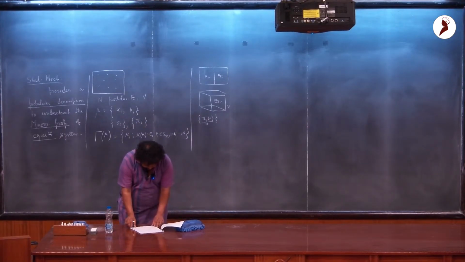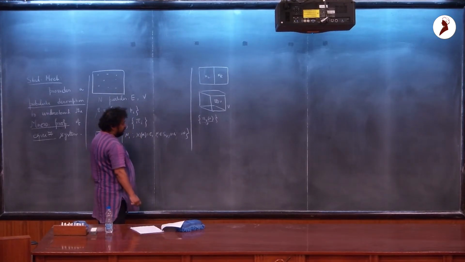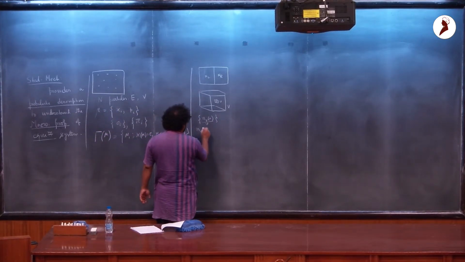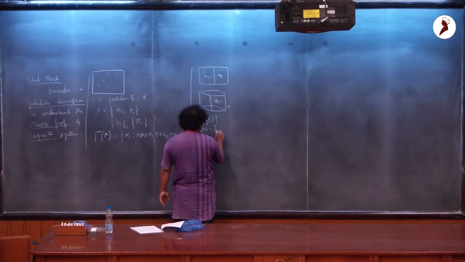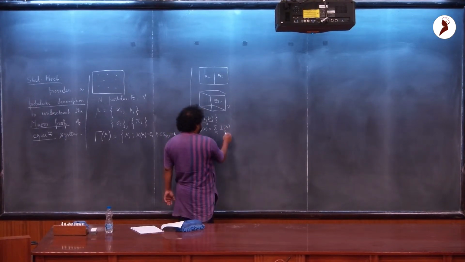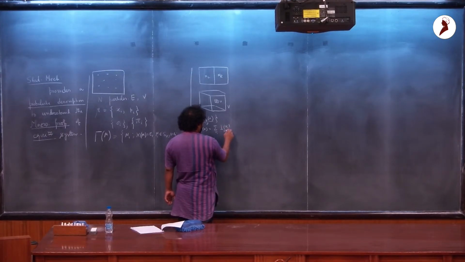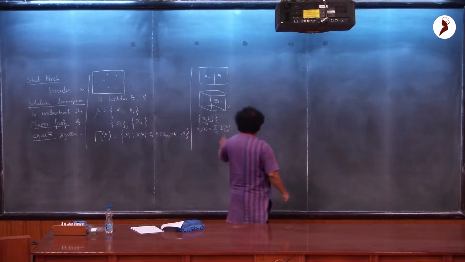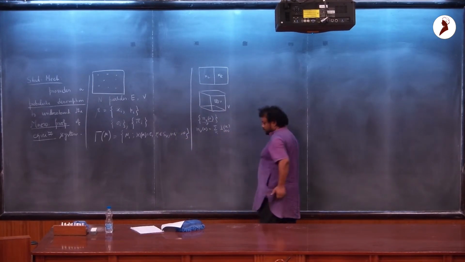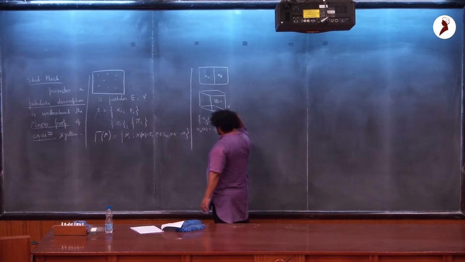Maybe formally you can define this N_V(x) to be the sum over all particles' positions such that the particle positions are within volume V. This is an indicator function that says that x_i is within volume V centered around X. If x_i is within this, then it is 1, otherwise it is 0. And you can divide by V and make it rho.